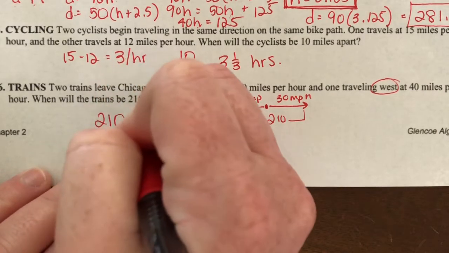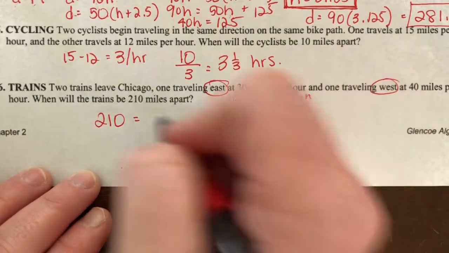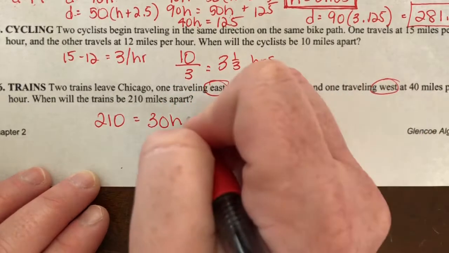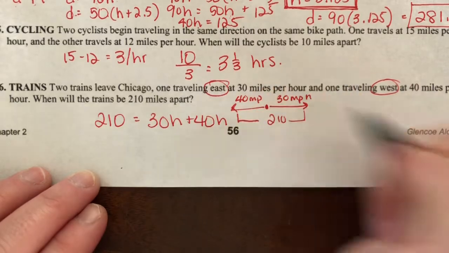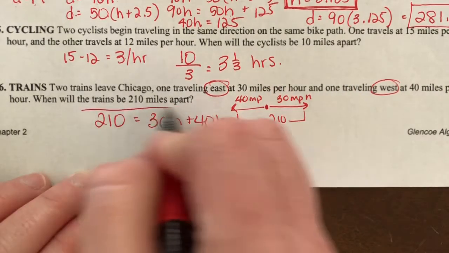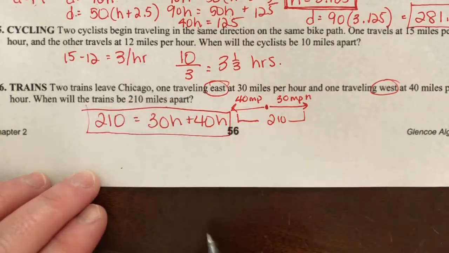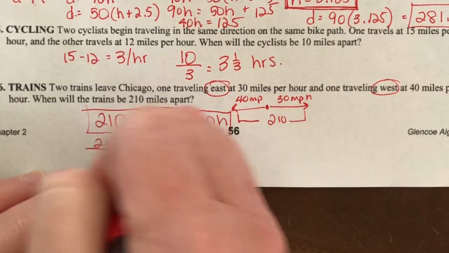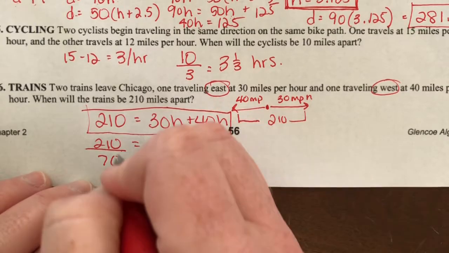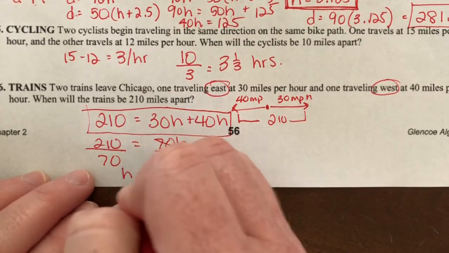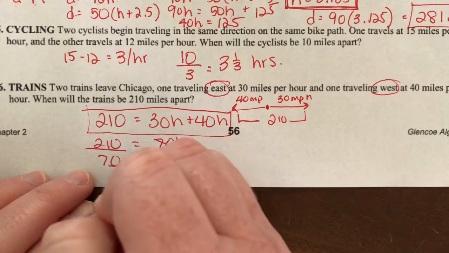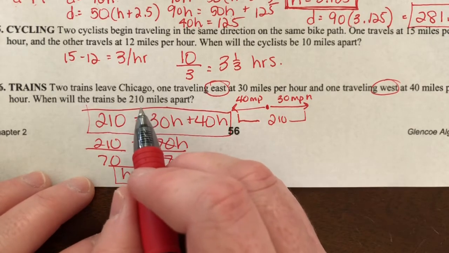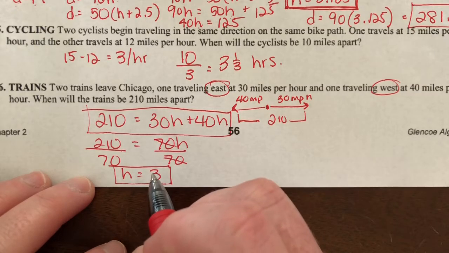So 210 equals 30 times however many hours they're traveling plus 40 times however many hours they're traveling. And then we can solve for the number of hours. 210 equals 70h. Divide both sides by 70. h equals 3. It's going to take them 3 hours to get 210 miles apart from each other, right?